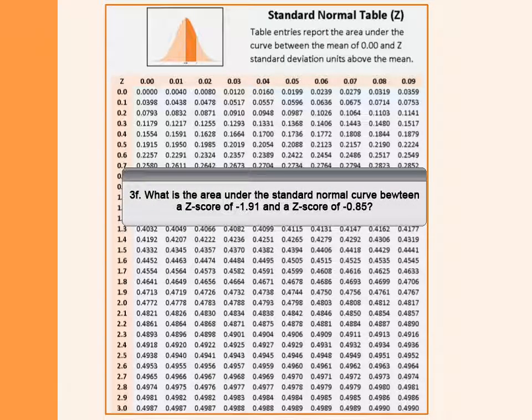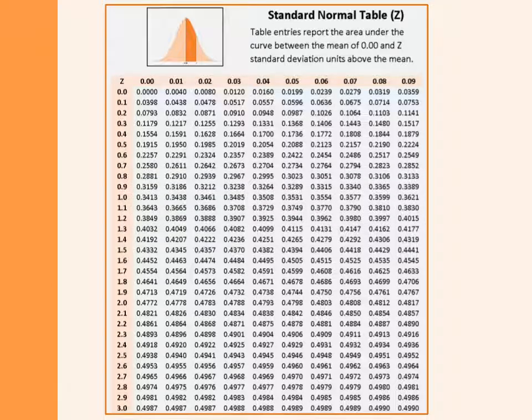For this next problem, we have to find the area under the standard normal curve between a z-score of minus 1.91 and a z-score of minus 0.85. We'll take the absolute value of each of these z-scores and find the appropriate proportions from our normal table. So we first highlight the row that reports a z-score of 1.9 and the column that reports a z-score of 100th. And then we find the row of a z-score of 0.8 and the column that reports the z-score to the 500th.